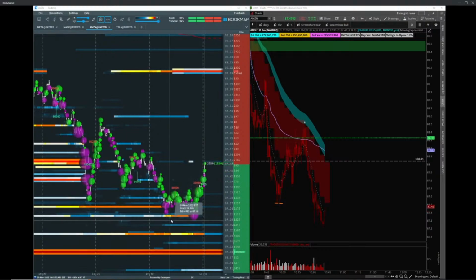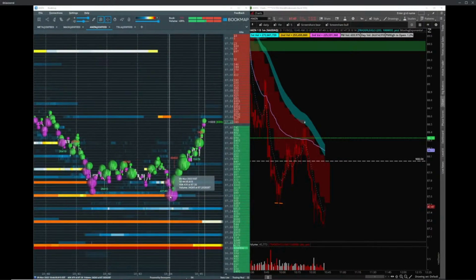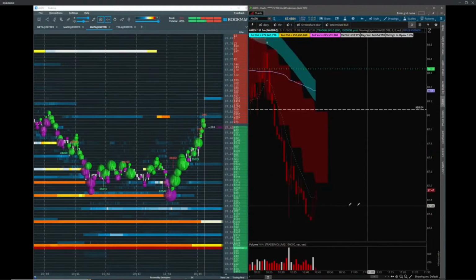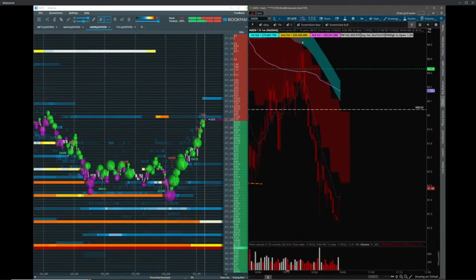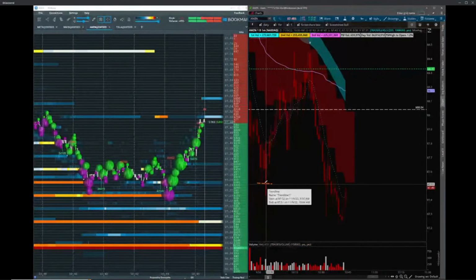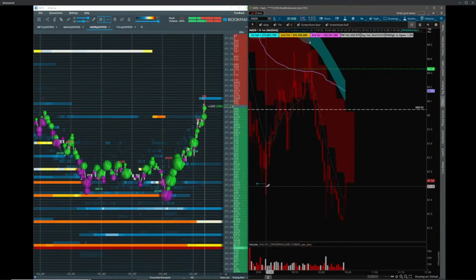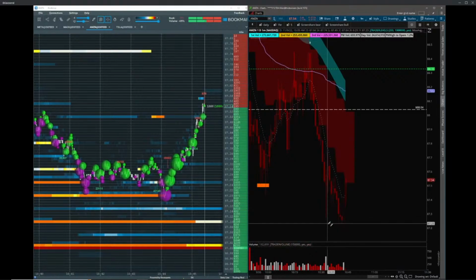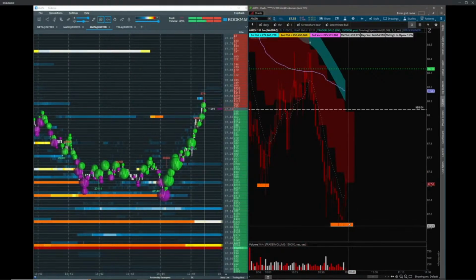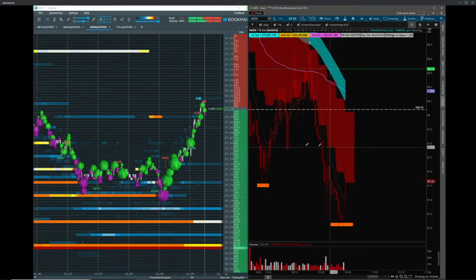So bounce over here on a fake breakdown on Amazon. So you can see exactly what happened before. So this level over here, break and bought back up. Same thing over here, breakdown, bought back up.